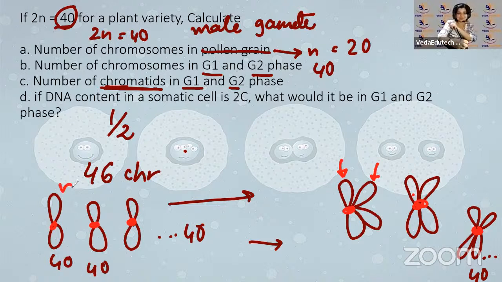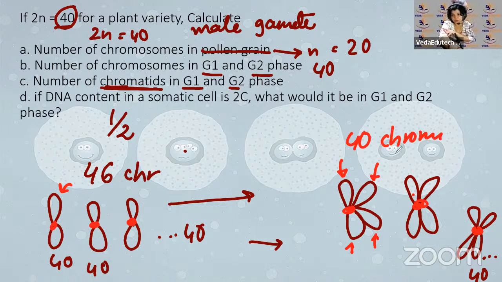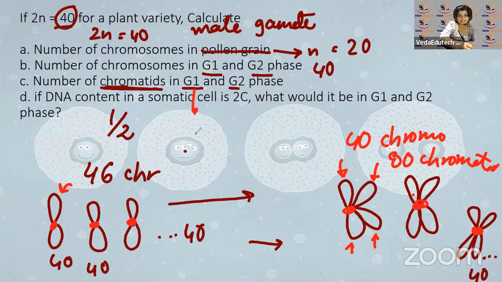Here it was the only child. Now this child has a sibling, right? It has a sister. Both of these are sister chromatids. And in one chromosome we have two chromatids. So here we have 40 chromosomes, but we have 80 chromatids, right? So the number of chromatids in G1 is actually the same, 40, as the number of chromosomes. But in G2, the number of chromatids is 80.